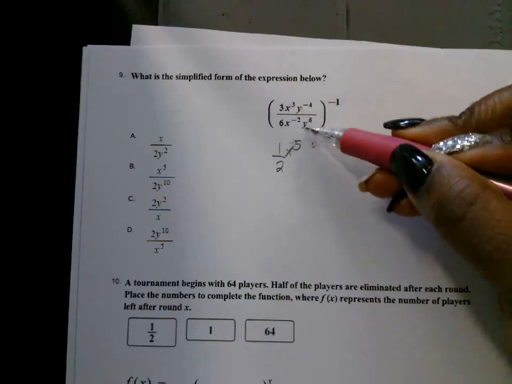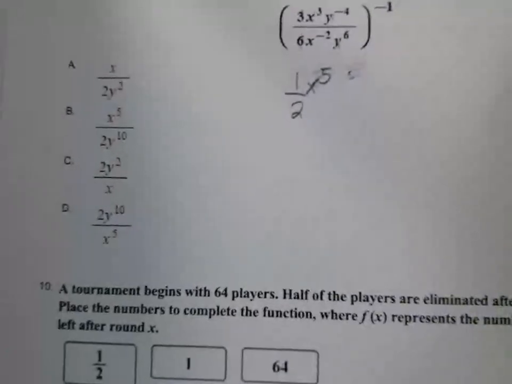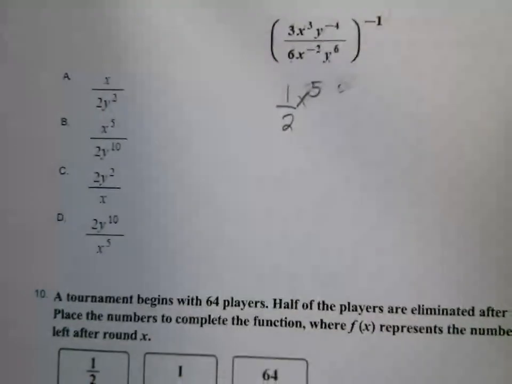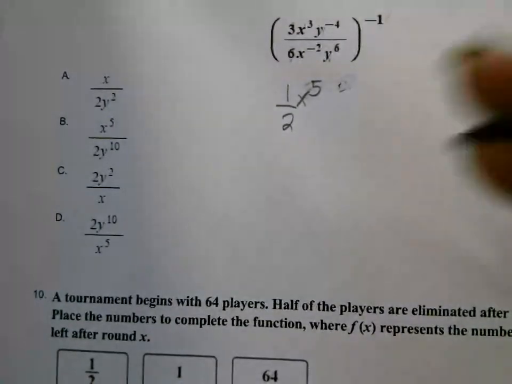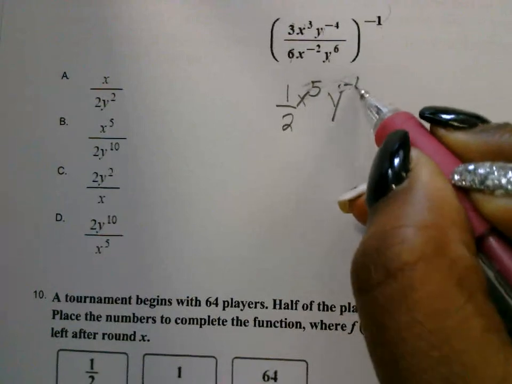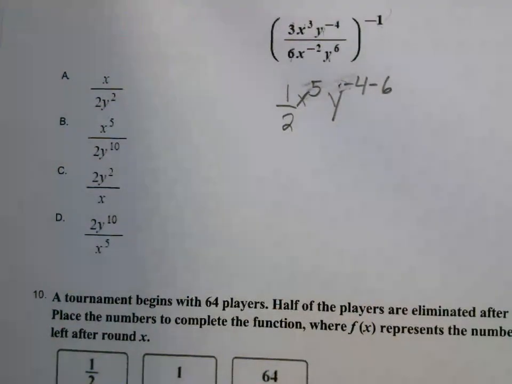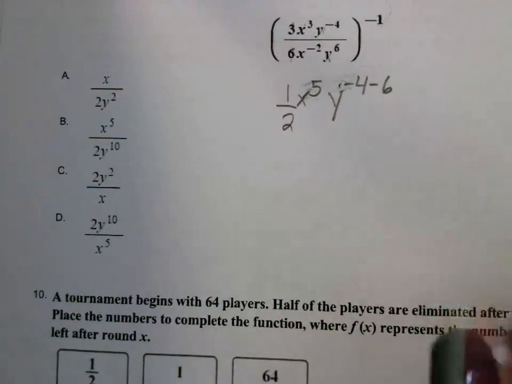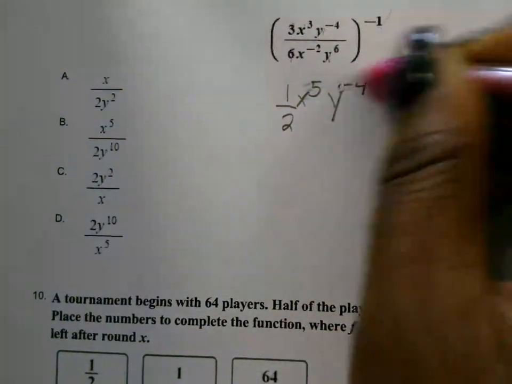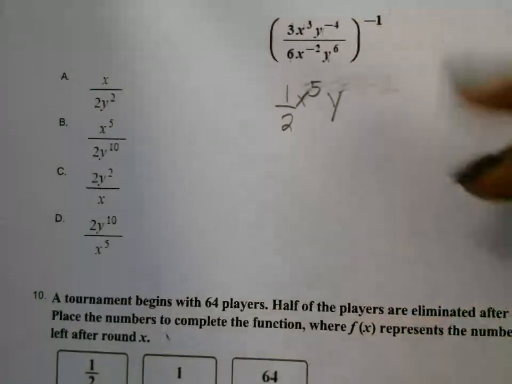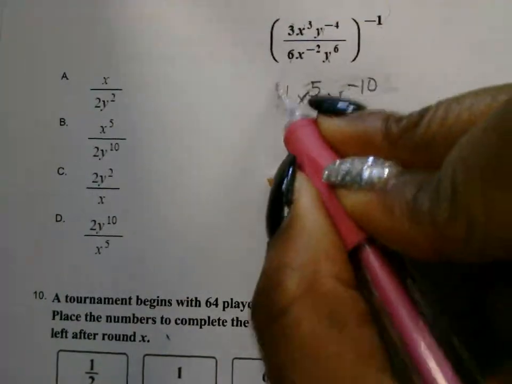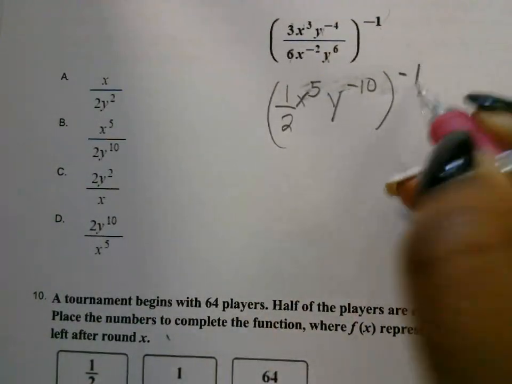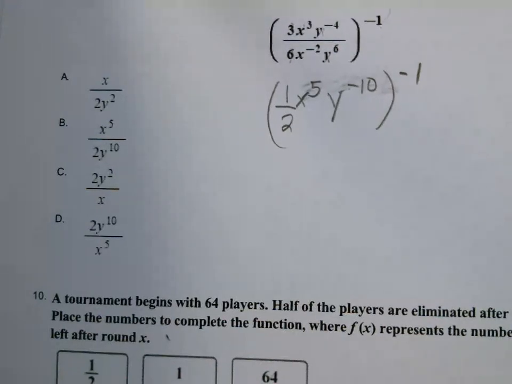And then we're going to do the y's. We got negative 4 as an exponent and then 6 on the bottom. So this is going to be negative 4 minus a 6. What's negative 4 minus 6? Negative what? 10. Negative 10. So I'm going to erase this and I'm going to put negative 10. Okay. Any questions about how I simplified the middle?